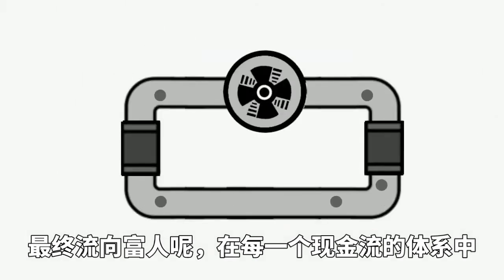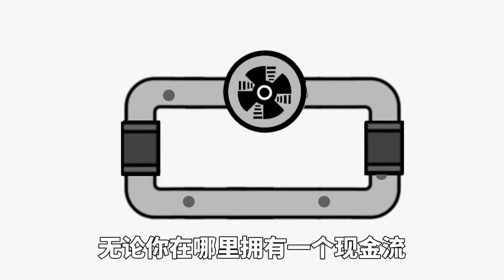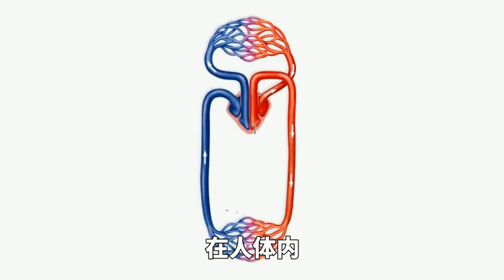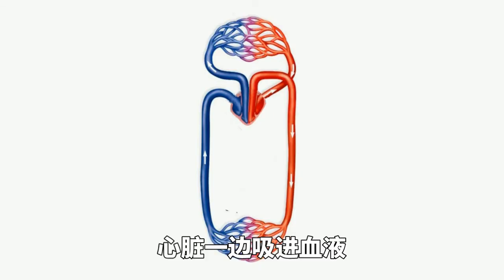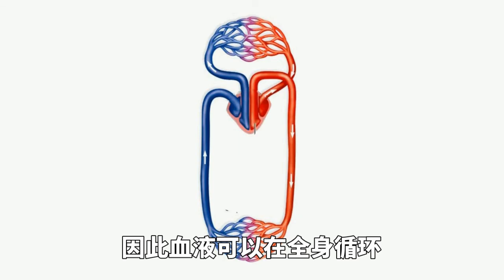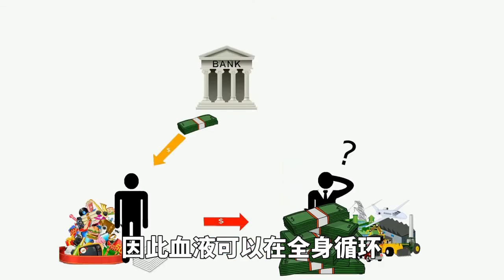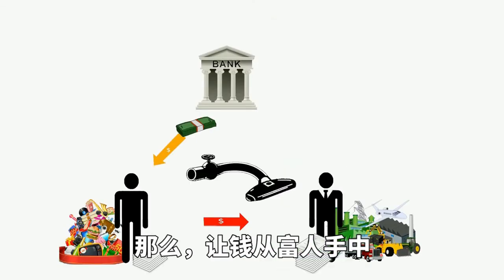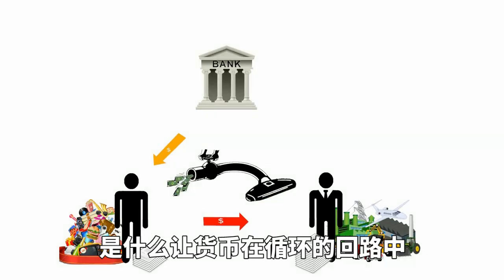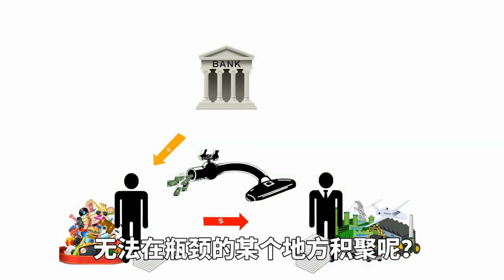In every system of flows, wherever you have a flow, you need to have somewhere a pump. For example, in the body, you have the heart that sucks the blood on one side and pushes it on the other side, so the blood circulates in the whole body. So what is the pump of the system that allows the money to circulate from the rich to the consumers so that the money circulates in a loop and is not and cannot accumulate in a bottleneck somewhere?